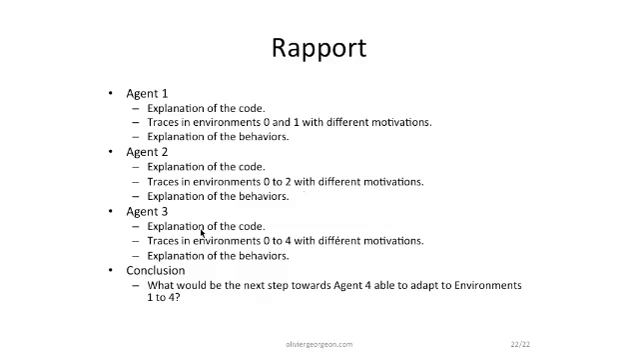Similar with the agent 3, in environments 0, 1, 2, 3, and then in the environment 4, it will not be able to find the optimal behavior. So again, please explain why, and as a conclusion, please explain what will be the next step towards designing agent 4 able to adapt to environment 1 to 4.